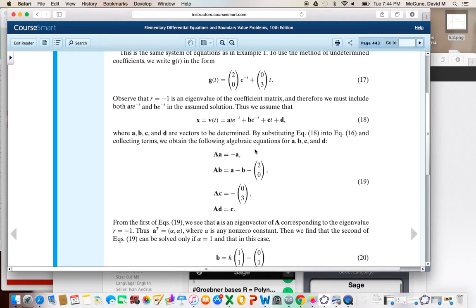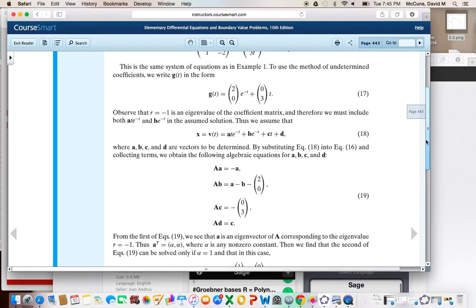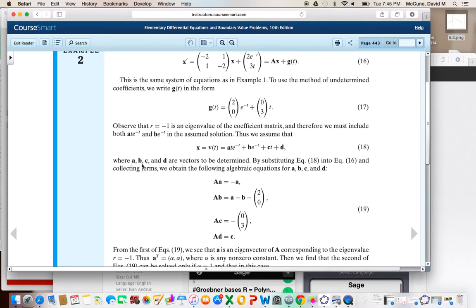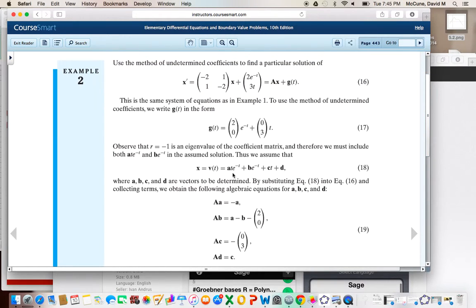So they did the algebraic work for you. If you have trouble with the algebraic work, or you have any confusion of what happens here, you should write this out yourself. They're just claiming that once you plug everything back in and you collect like terms, you get the following things. So what they're saying is plug everything back in and compare t e to the -t coefficients, compare e to the -t coefficients, compare t coefficients, just like you did back in chapter 3. That's how you determined your coefficients back in chapter 3, comparing like terms.